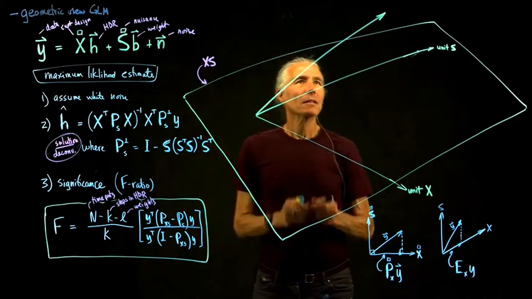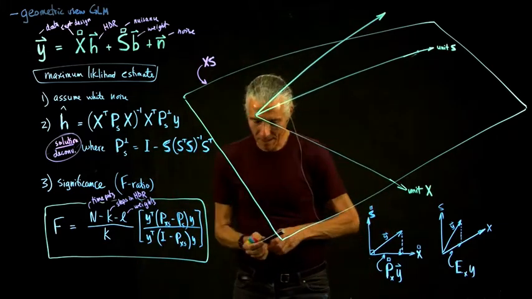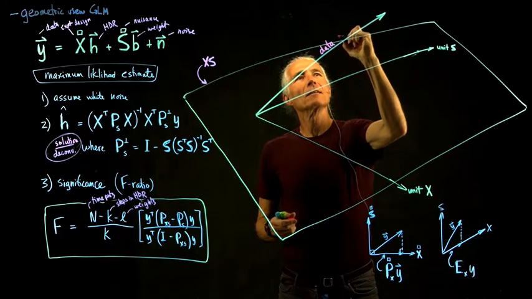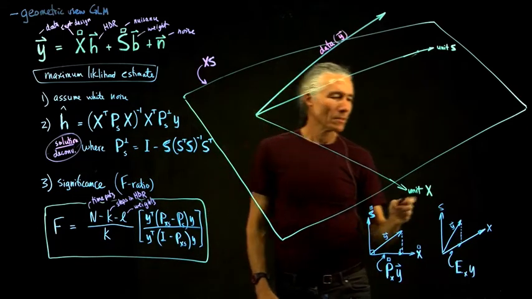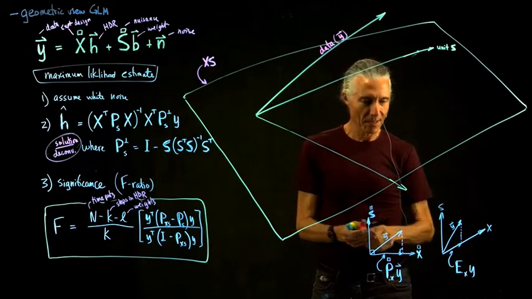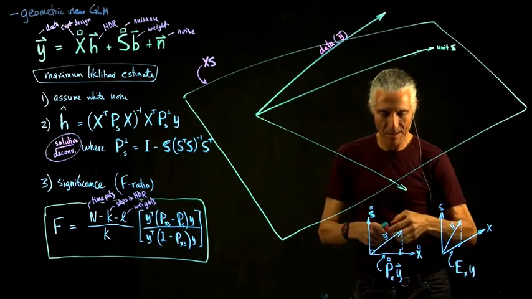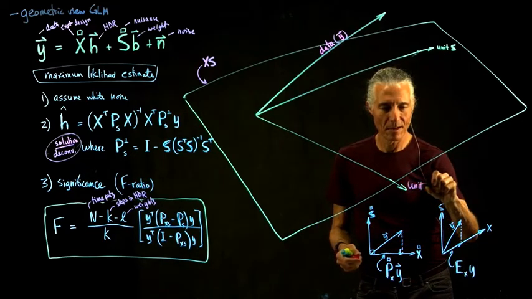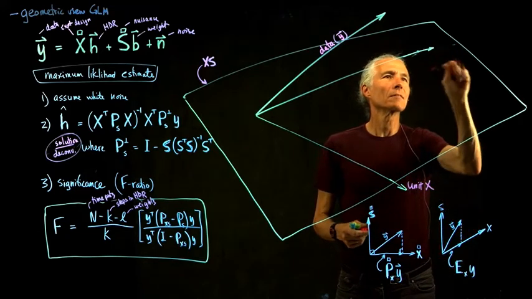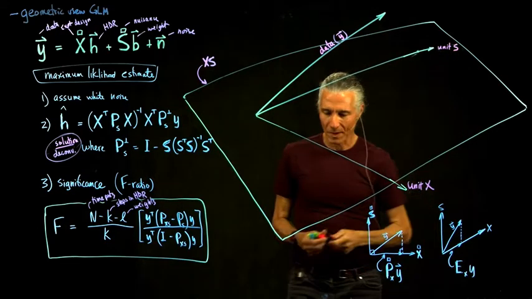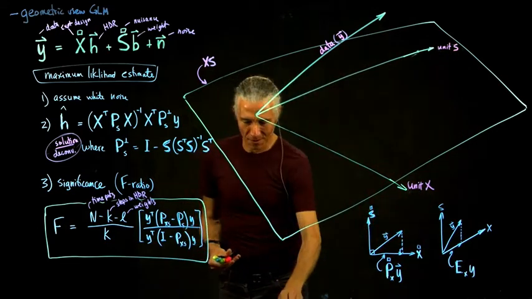And so here's the data. So that's the y vector. This is the unit vector x. This guy is unit s. Okay, so now we can do some projections.